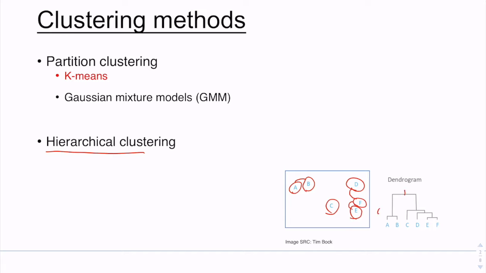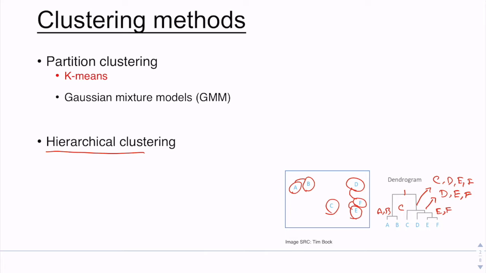So here I have A and B, here I have C, here I have E and F, here I have D, E and F, and here I have C, D, E and F. As you see, this is called hierarchical clustering. And the way we visualize the hierarchical clustering is using a graph called a dendrogram. But hierarchical clustering, we will have another video lecture to talk about.